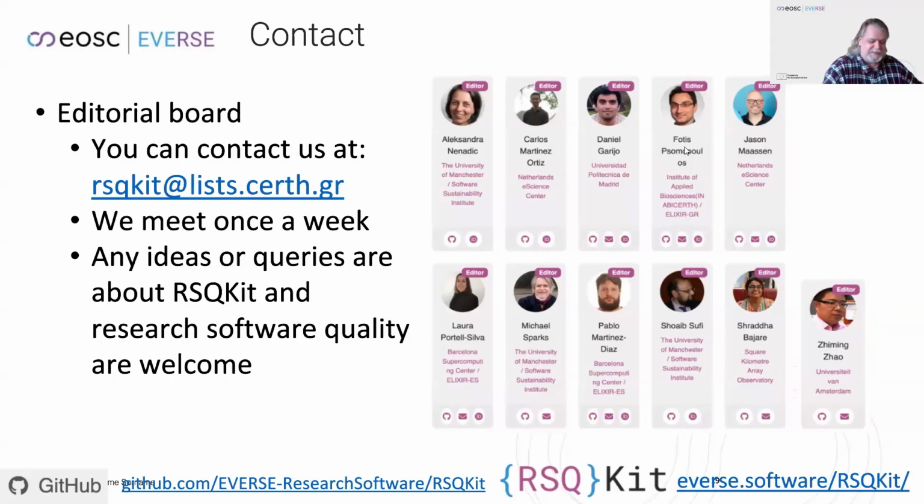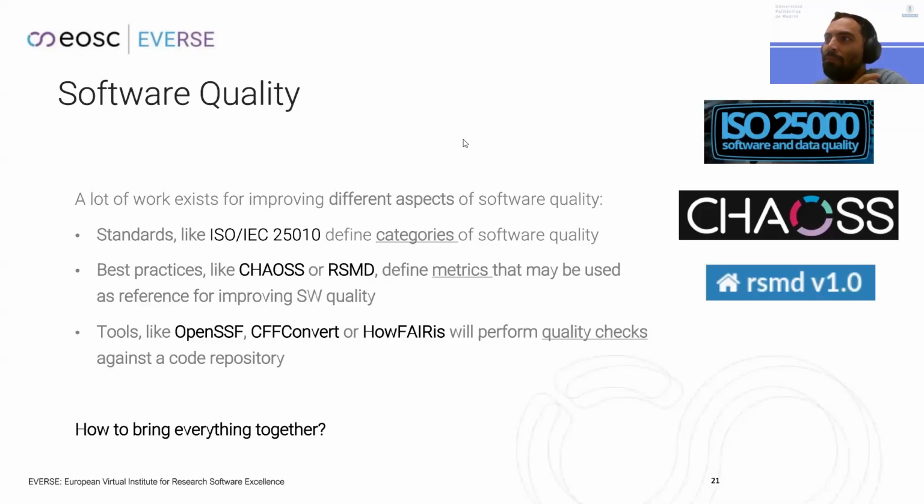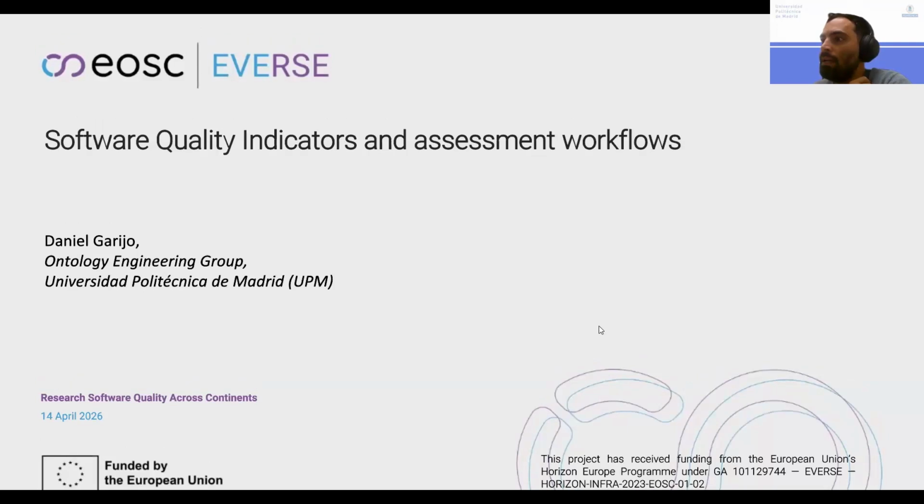So with that, I'll pass over to Danny, I believe. Yeah, thank you, Michael. So, following up, my name is Daniel Garijo. I'm from the Ontology Engineering Group at the Universidad Politécnica de Madrid, and also one of the partners of the project. As Michael said, I'm also part of the RSQKit editorial board. And today I'm going to be talking a little bit about software quality and how we measure indicators and assessment workflows within the EVERSE project. So the next slide, please.